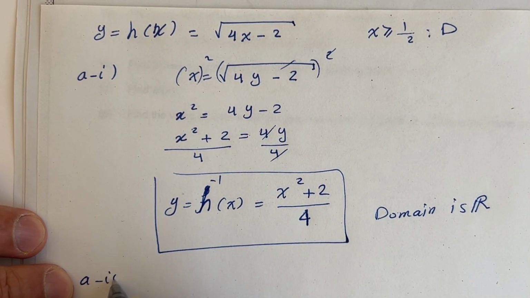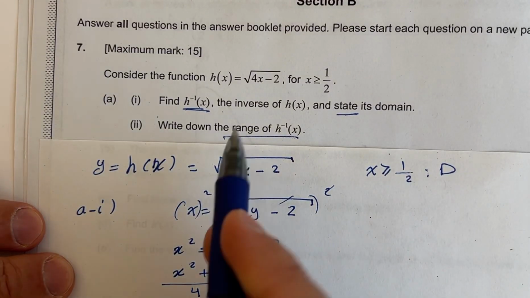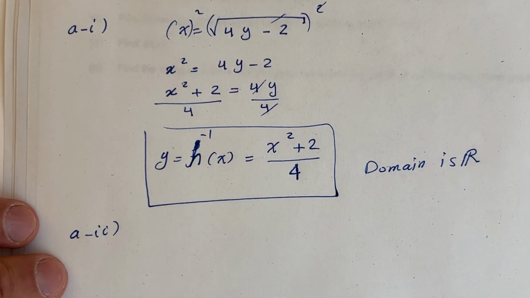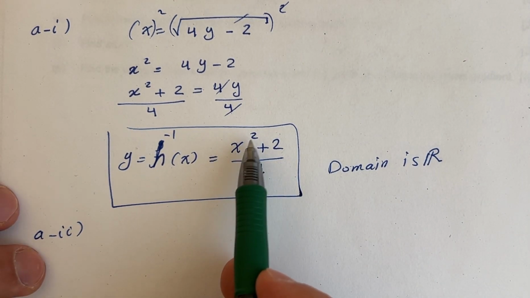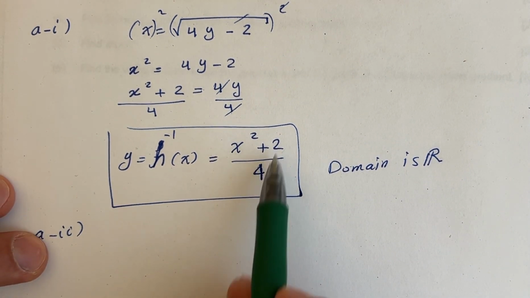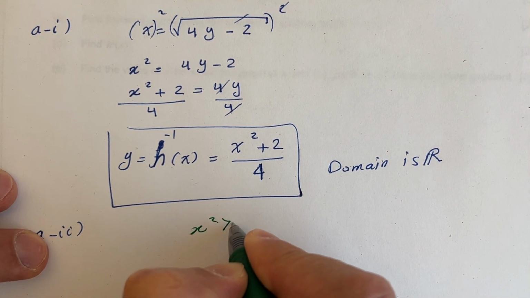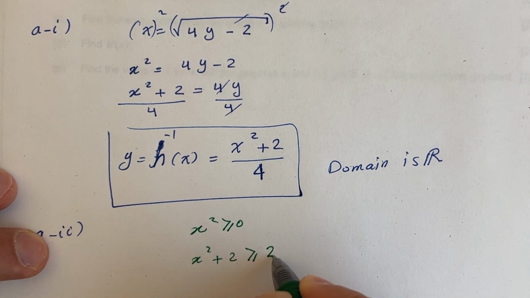Question A(ii), they need the range of the inverse. What is the range? The range here is the values of y. If you notice here, whatever x is, x squared is positive, right? Because any number, if you square it, is going to be positive. Plus 2 is positive, divided by 4 is positive. So x squared is greater or equal to 0. x squared plus 2 is greater or equal to 2.